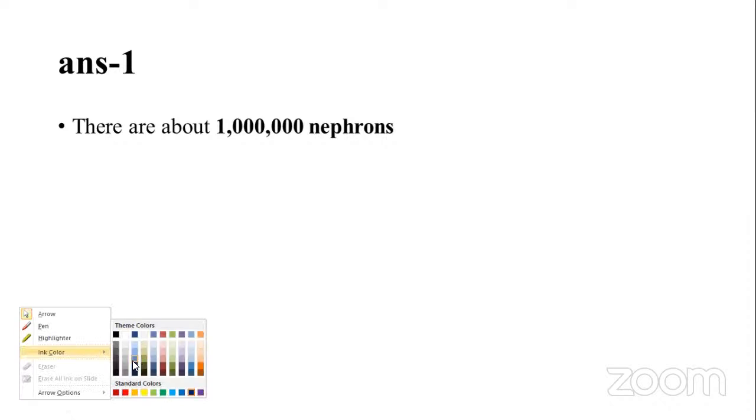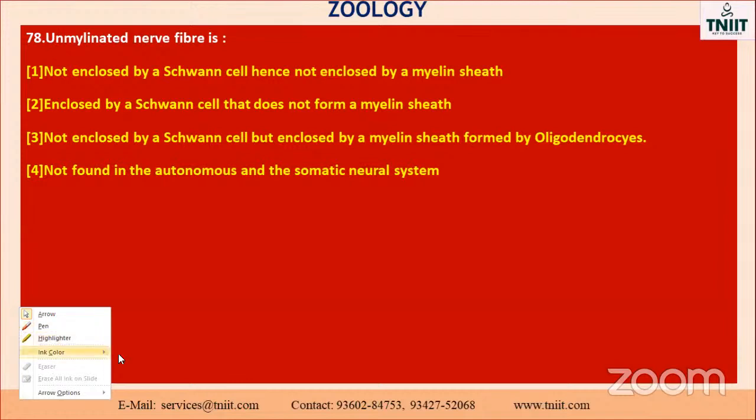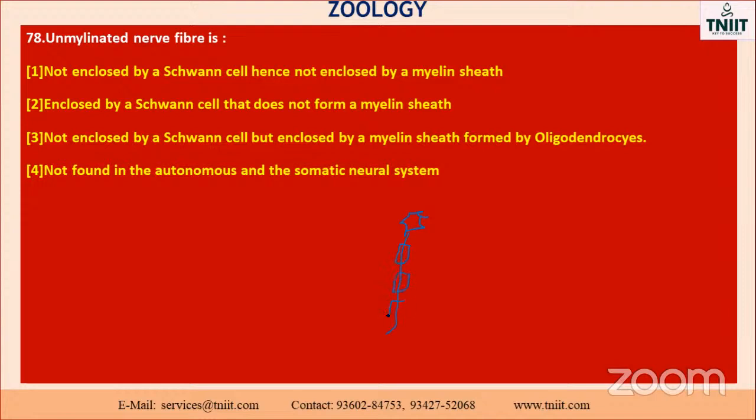Okay, so go to the next one. Unmyelinated nerve fibers. Already you know what a myelinated nerve fiber is and what a non-myelinated, otherwise called unmyelinated, nerve fiber is. Normally, you know about the nerve system. See here, the nerve system is like this.